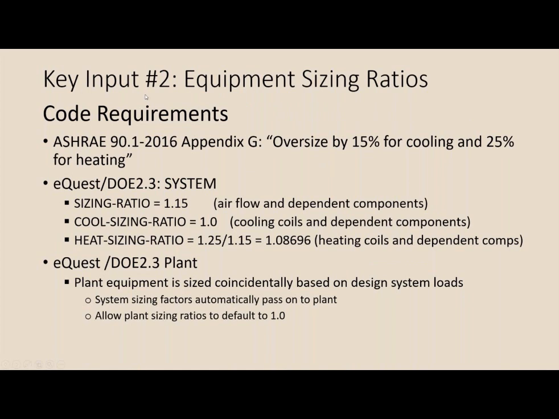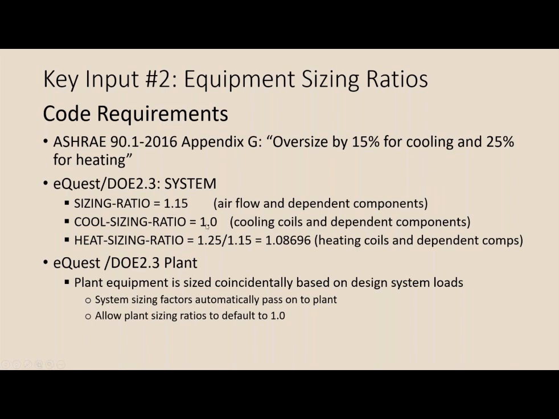So the next type of input that's used for sizing is equipment sizing ratios. This is something that existed in DOE 2.2, and it functions basically the same in DOE 2.3, at least at the system level. You would set the sizing ratio if you're going according to Appendix G, ASHRAE 90.1, where you might want to oversize 15% for cooling and 25% for heating. There's this overall sizing ratio that you set to 1.15.